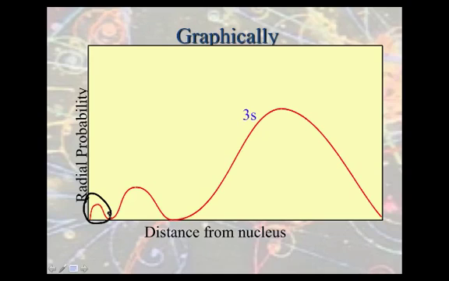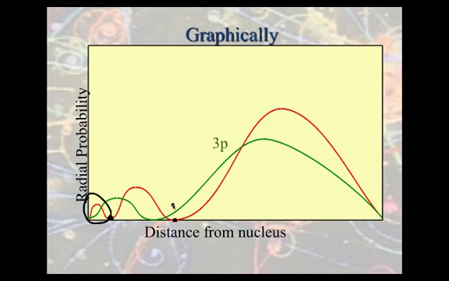The peak represents an antinode. The valley represents a node where the electron is not allowed to be. So the peak is our most likely place for our electron. In the s orbitals, it's pretty close to the nucleus. Our first antinode is really close to the nucleus.